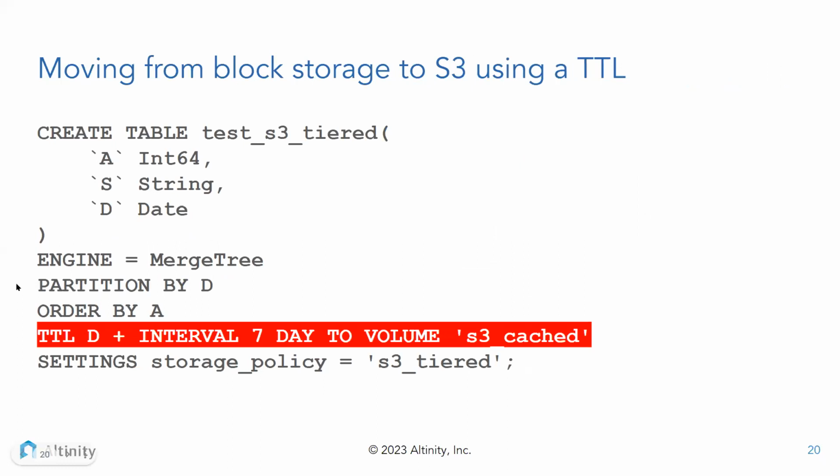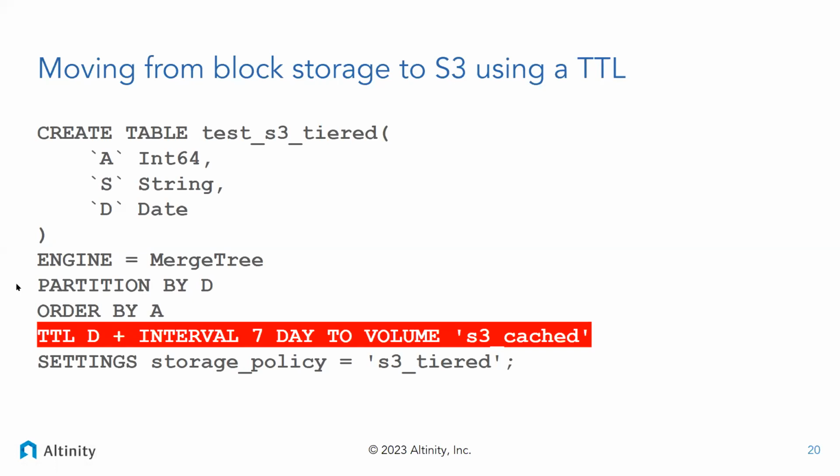So if we want to use tiered storage, here's an example of how we do it. We're going to set up S3 tiered. And we're going to have the storage policy that we'll point to, and then we're going to have what's called a TTL. So a TTL, or time to live, is a very powerful feature of ClickHouse tables. And what it does is it allows us to define a rule based on the data in the table for moving things from one table to the next.